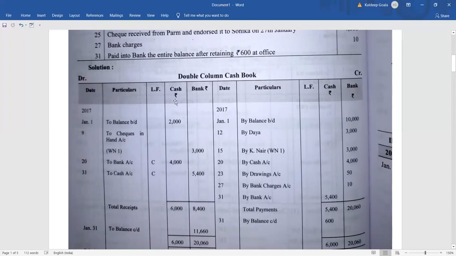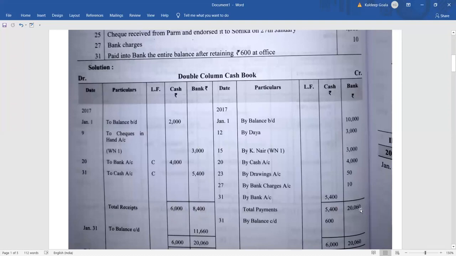Okay, so total of debit side cash column, how much is it? 6,000, and bank column, how much do we have? 8,400. It is the total receipt. Total receipt in the cash column was 6,000 and in the bank column was 8,400. And in the same way, in the payment side we have total payment of how much? 5,400 in cash, isn't it? And in the bank we have how much?